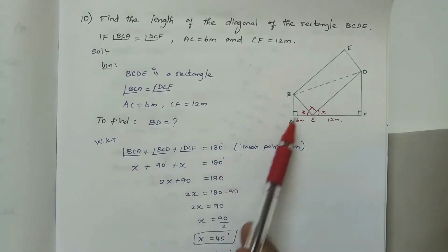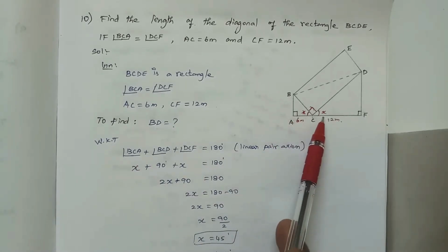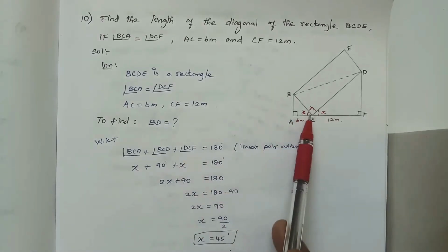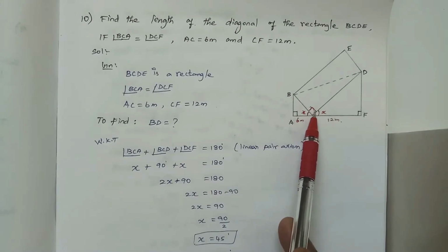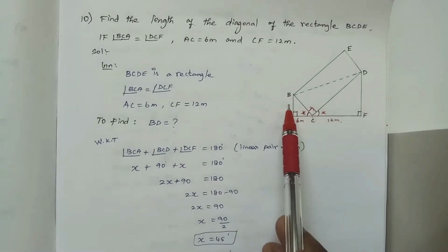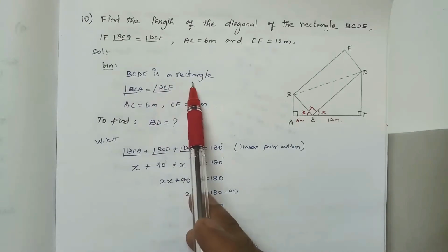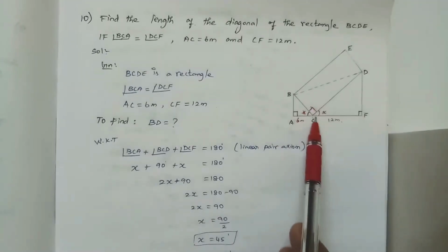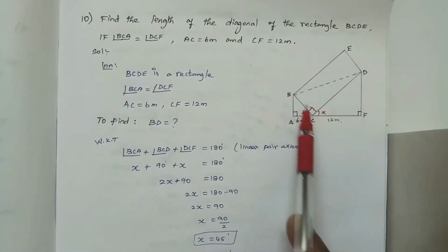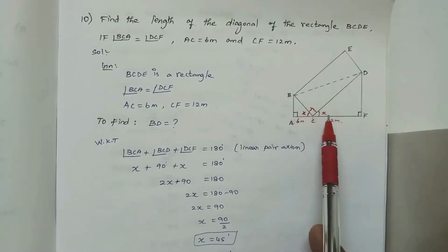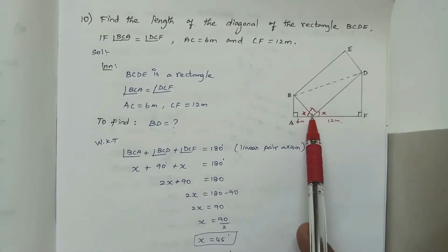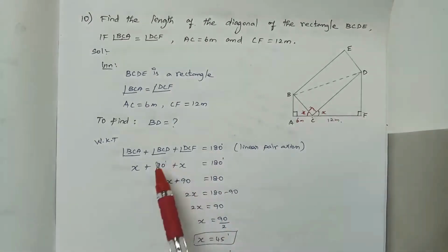What is BCA? I have assumed X, and DCF is also X. And we know that angle BCD is 90 degrees. How do we know that? Because they have given that BCDE is a rectangle. So the four angles of a rectangle are each 90 degrees. So we know that angle BCD is equal to 90 degrees.